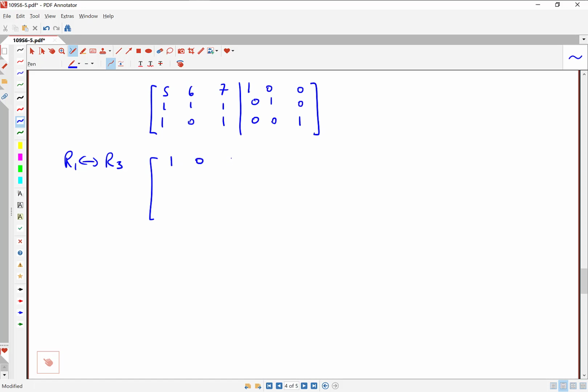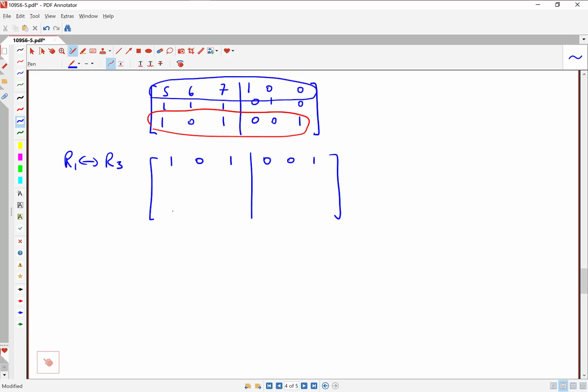So this entire bottom row, this whole 1, 0, 1 plus the right side that's glued to it, all that stuff is going to come up to the top. And then this entire top row is going to go down to the bottom. So the 5, 6, 7 and the 1, 0, 0. Middle row is staying the same. And that way we've created our pivot in the upper left-hand corner.